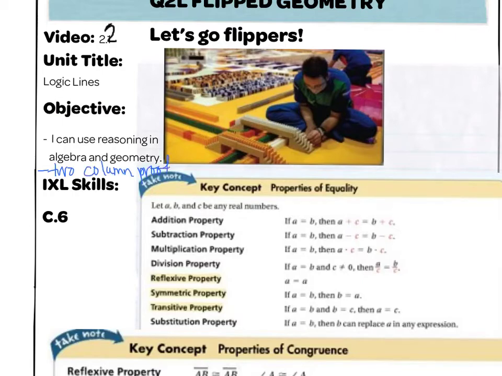So your Excel skills for this week are only C6. Now this is a proof skill, so it will take some time, so please make sure you plan it out and get it done. All right, so let's go flippers.